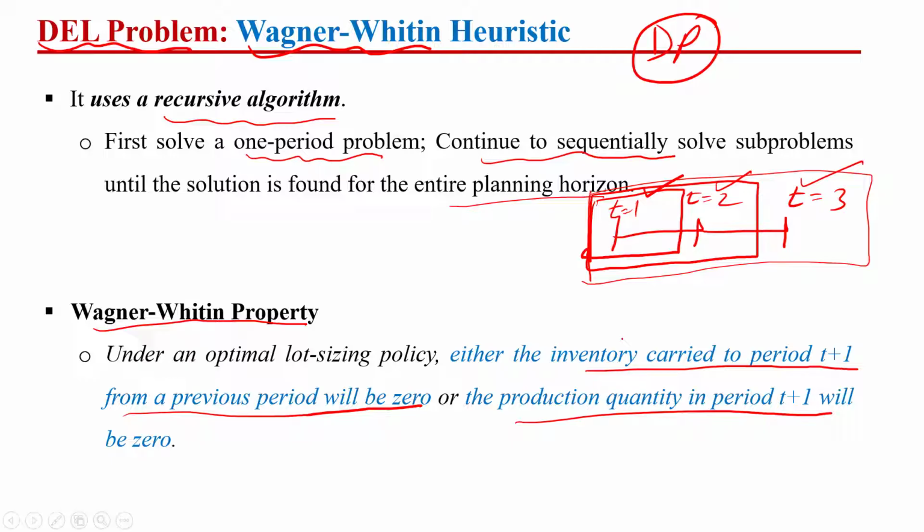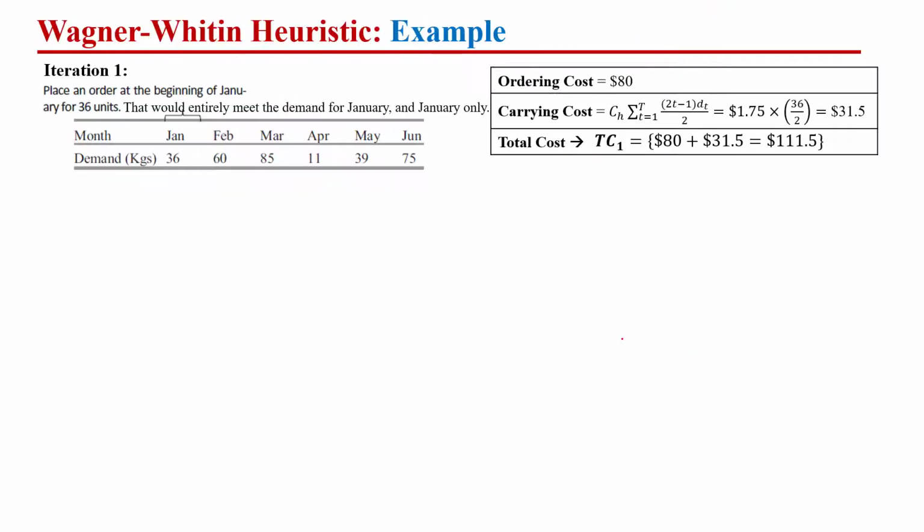Okay, so let's learn the Wagner-Whitin algorithm with the help of an example. I am considering this particular problem. We have the months from January to June. The demand is given for every month, from 36, 60 up to 75. Whenever we place an order, the ordering cost is $80, and the carrying cost per unit is $1.75.